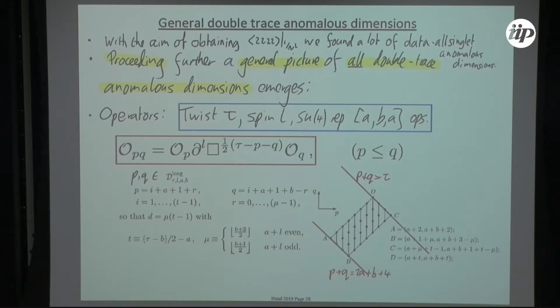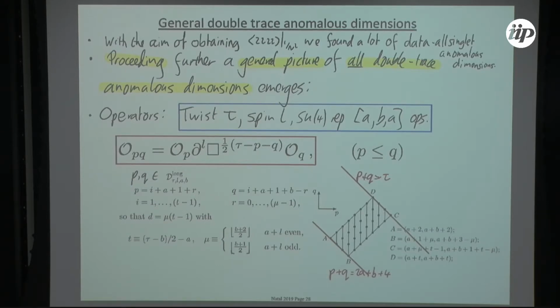I won't go into the details, but the output quickly emerges a nice pattern. First of all, you need to, of course, understand what the operators are. So it's an arbitrary operator in the SU(4) representation, spin L, twist tau, but there's actually a kind of a 2-parameter space of them now, because O_p and O_q can vary. All these operators for p and q satisfying this have the same quantum numbers. They fit in pq space. They fit into a sort of rectangle.